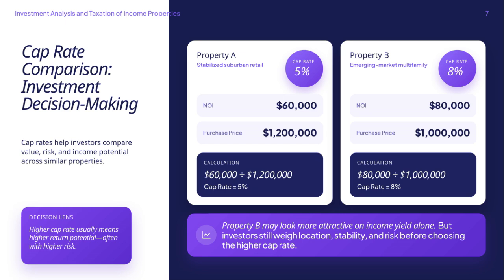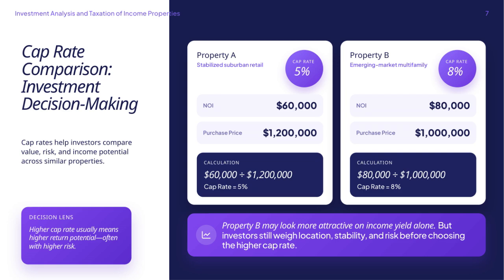Looking at property A, we see a stabilized suburban retail asset with a cap rate of 5%. This is calculated by dividing the net operating income, which is $60,000, by the purchase price of $1,200,000. On the other hand, property B is an emerging market multifamily property with a cap rate of 8%, based on $80,000 in NOI and a $1 million purchase price.